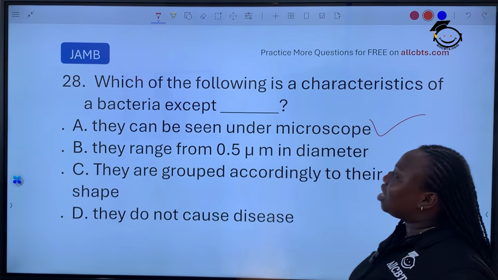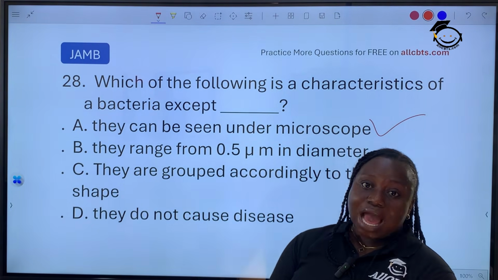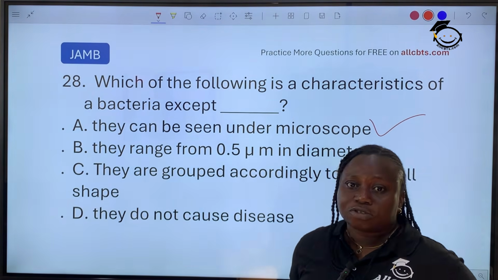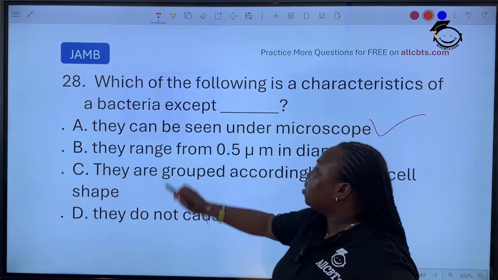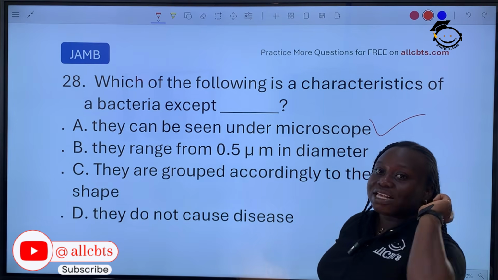A, they can be seen under a microscope. Yes, they can actually be seen under a microscope. They cannot be seen with the naked eye. Or can you see the bacteria that is on your hand? No, but there are thousands of it. B, they range from 0.5 micrometer in diameter. That's correct.